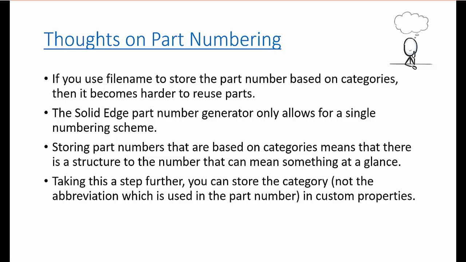And then storing part numbers that are based on categories means that there is a structure to the number. That can mean something to someone at a glance. But for those not so familiar, it's probably better to extend that and store the category definition or display name in a custom property so that other people can research it. If you do use something like the Solid Edge built-in data management and index all of your files, you would be able to search on those custom properties as well, just within File Explorer. So there are some good options there on how to work through that.